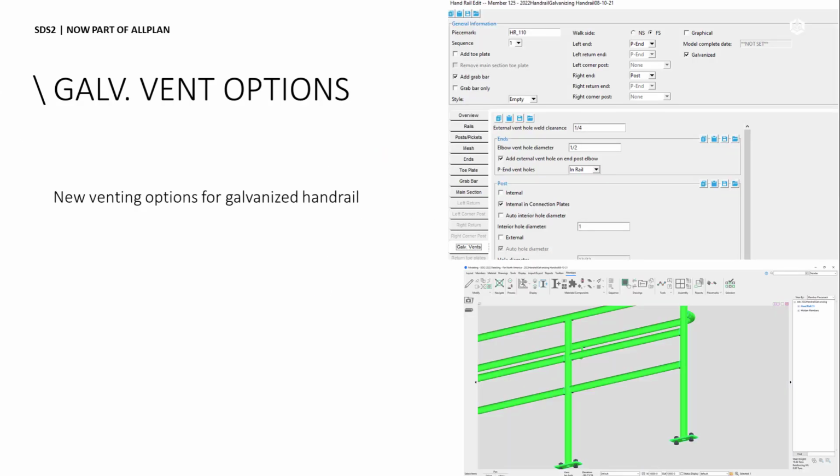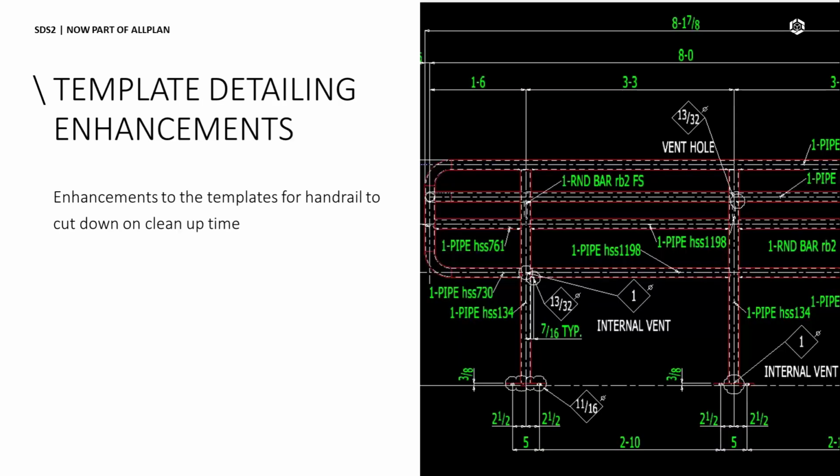SDS2 has made improvements to control the vent holes for galvanizing. We'll cover the different scenarios for internal vent hole diameters and new options for external vent holes. Not only has work been done to the modeling for handrail, but details with templates have also had improvements, from calling out internal vent holes, picket spacing options, and all-around cleaner details.